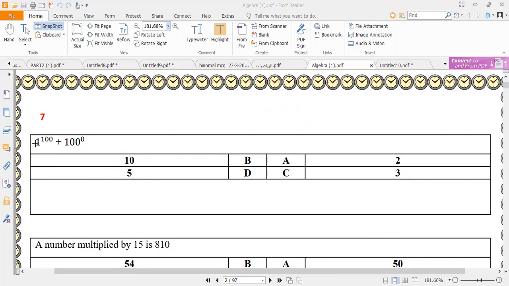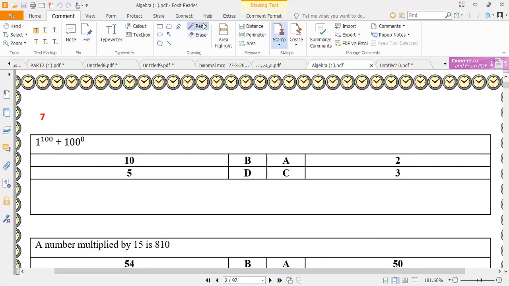So now, if we want to solve a question like this one, Lean, please concentrate. Could you read the question, please? 1 to the power of 100 plus 100 to the power of 0. Okay. 1 to the power of 100 is equal to what, Lean? 1 to the power of anything will always be 1.